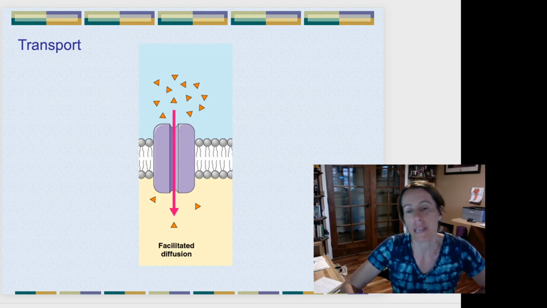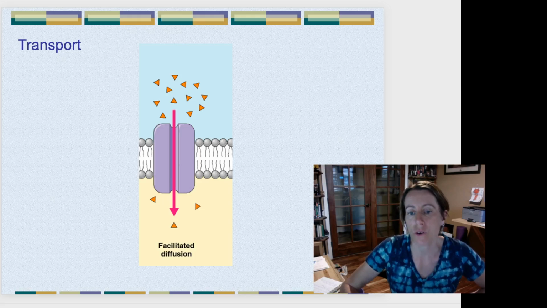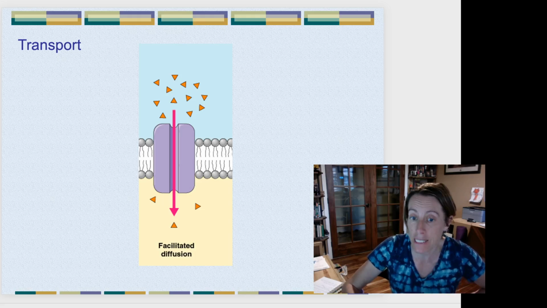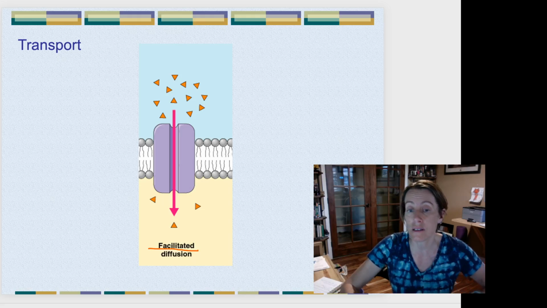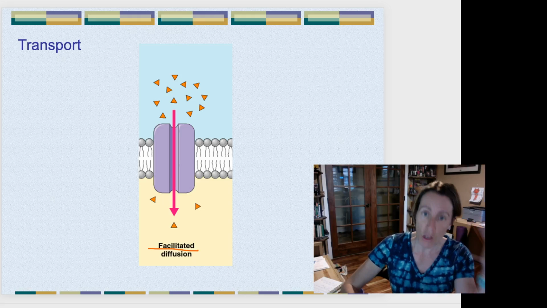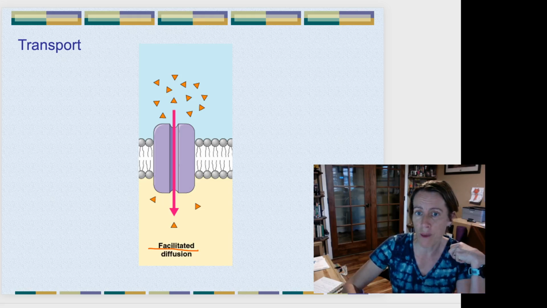All right, so our next kind of transport is called facilitated diffusion. And in facilitated diffusion, we have a facilitator. A facilitator is a helper, right? So we are still doing diffusion, which means things are moving from where there's a lot of them to where there's not very many of them. So if I'm going to draw a concentration triangle for these orange triangles, it's going to look like this, right?